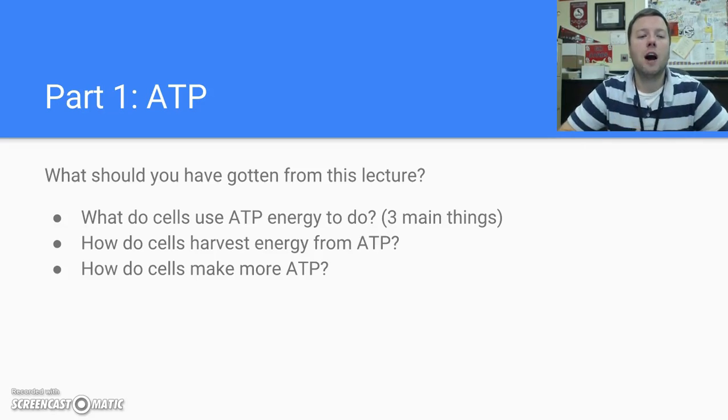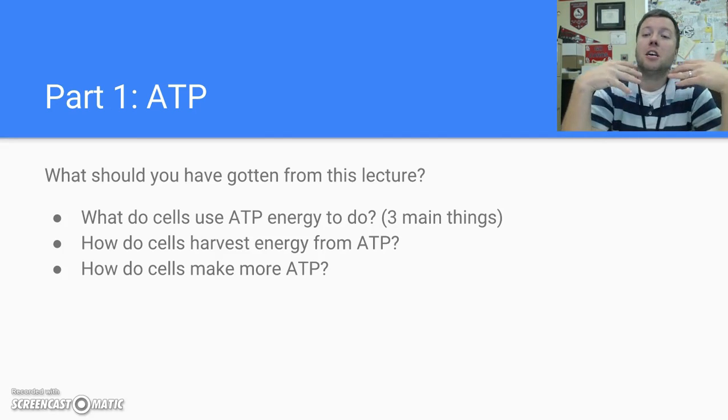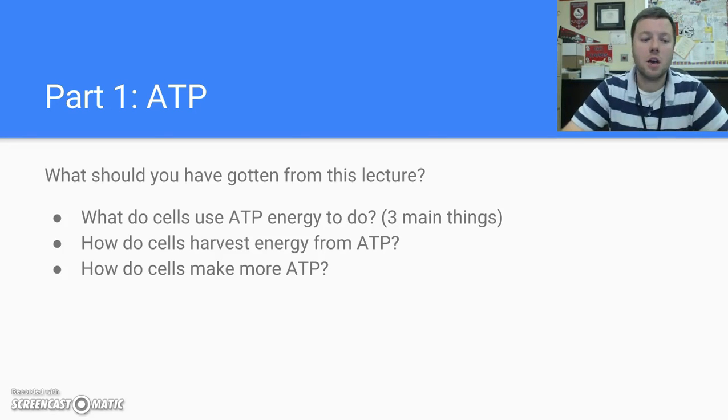So, what should you have gotten from this? Again, what do cells use ATP energy to do? We discussed 3 things in particular. How do cells harvest energy from ATP? So, out of this triphosphate molecule, how do we get energy out of it? And then we kind of prefaced how do cells make more ATP. In the future, we're going to talk about cell respiration and photosynthesis in more detail.